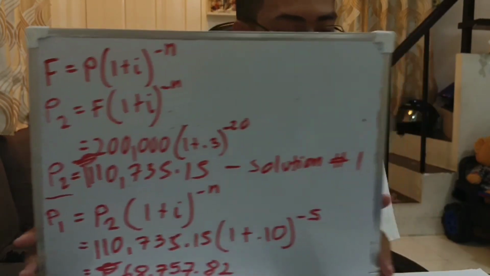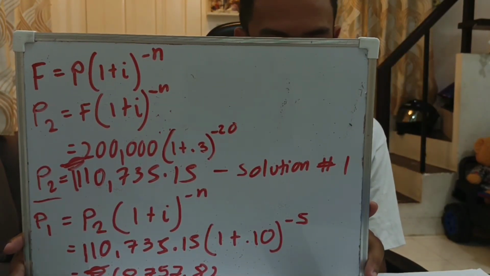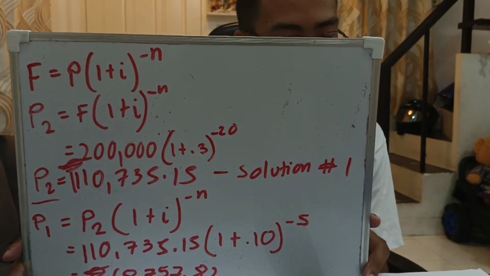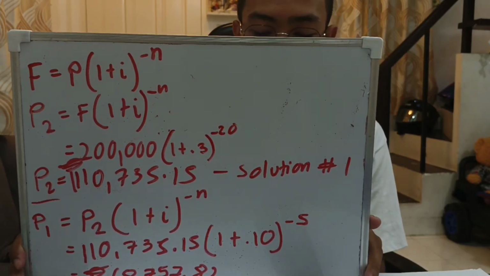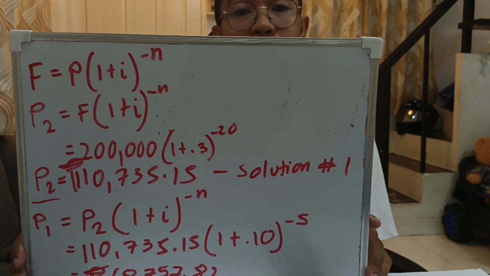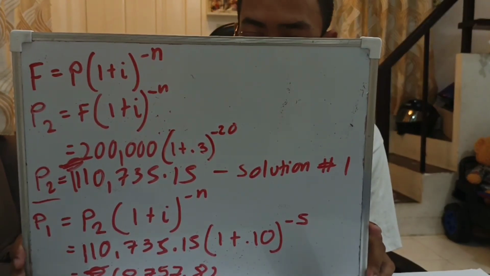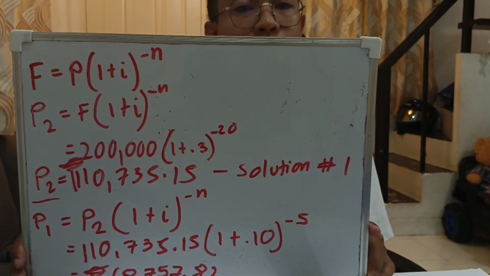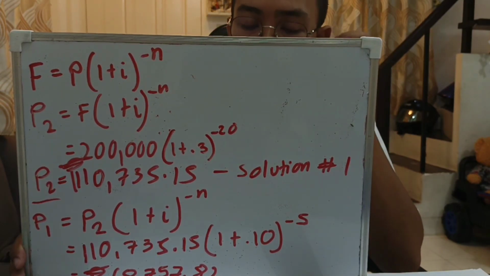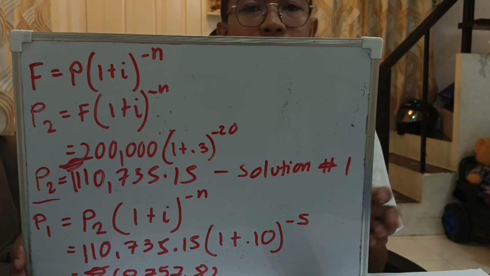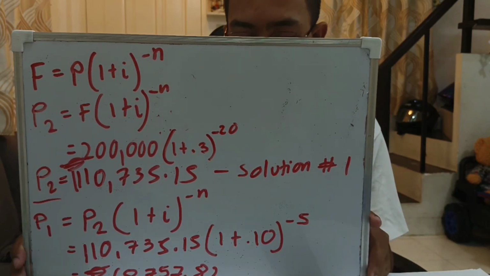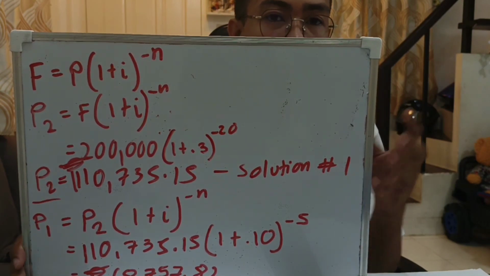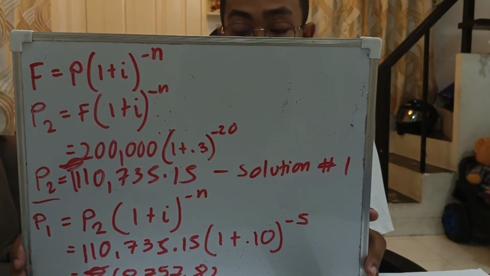Since there are two interest rates and two numbers of interest periods, you have to compute first the initial principal of the first 5 years with 10% interest, and then use that value to solve for the initial capital, the capital that we are finding, which we could call the additional principal.